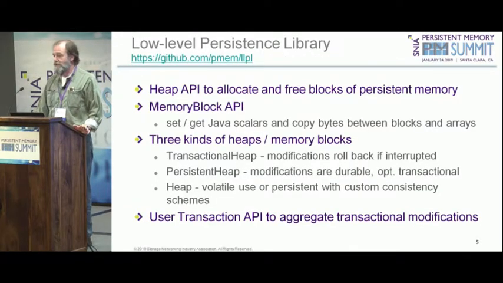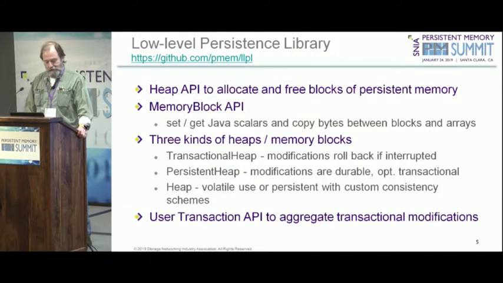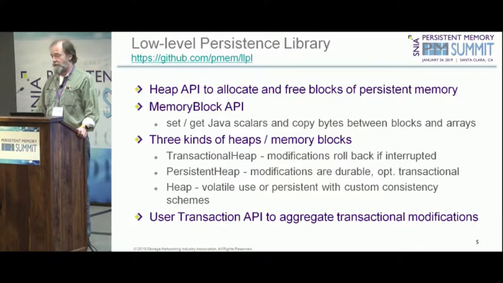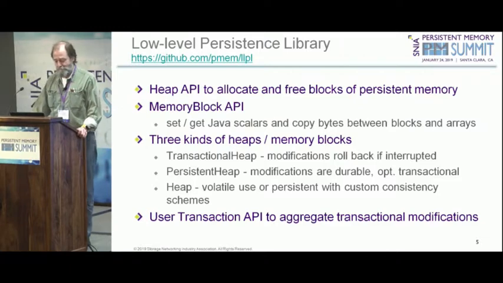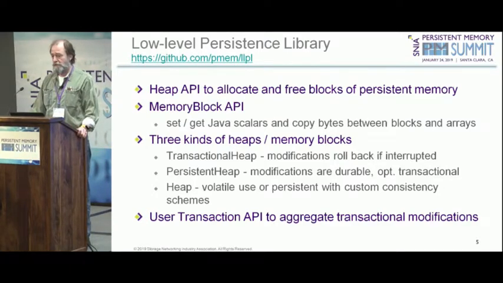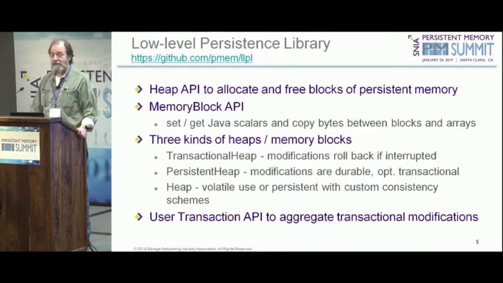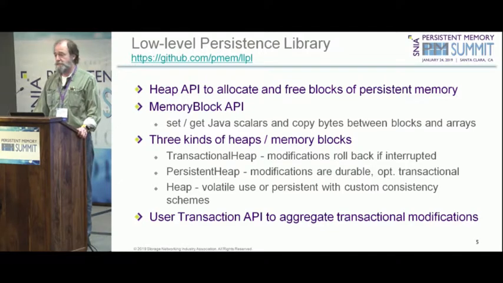A little bit more detail on the low-level library. There's really just three parts to it. One is a heap API for allocating blocks of memory. And the memory block API, which is just a low-level accessor, lets you read and write Java integer types and copy bytes between blocks in persistent memory or between Java DRAM memory and persistent memory.